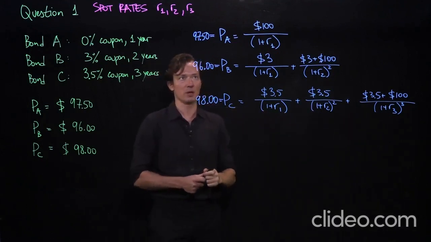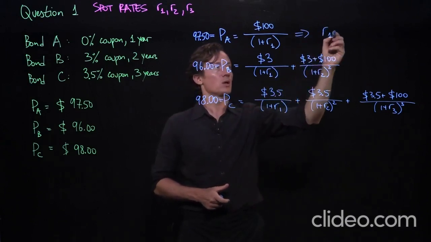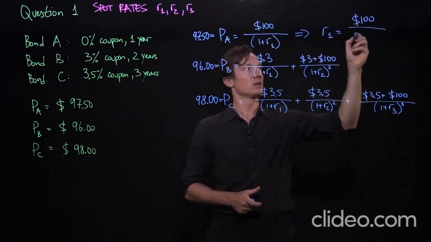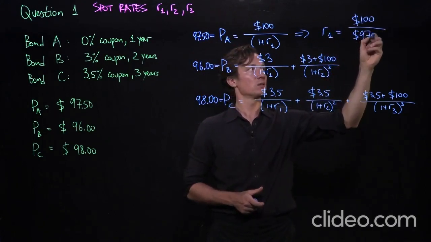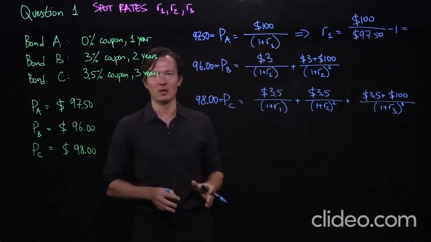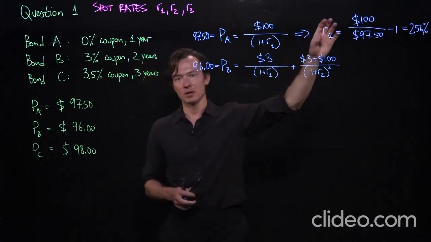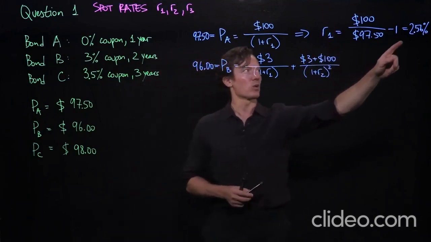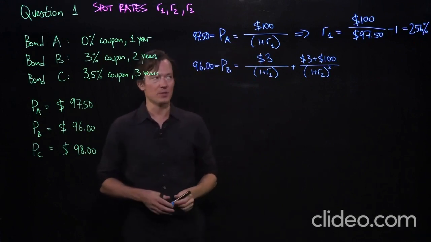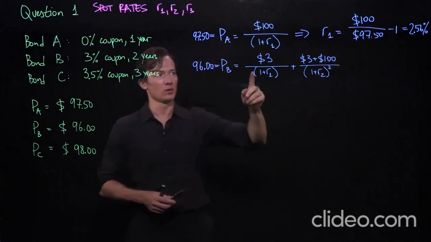So I'm going to start solving the first equation for R1. So R1 is going to be equal to $100 divided by 97.50 minus 1. So this would give me the first spot interest rate, R1. So I solve this first equation for the first spot interest rate, R1, and the answer is R1 equals 2.56%. Now, the next step is to take this known R1 and put it into the second equation.